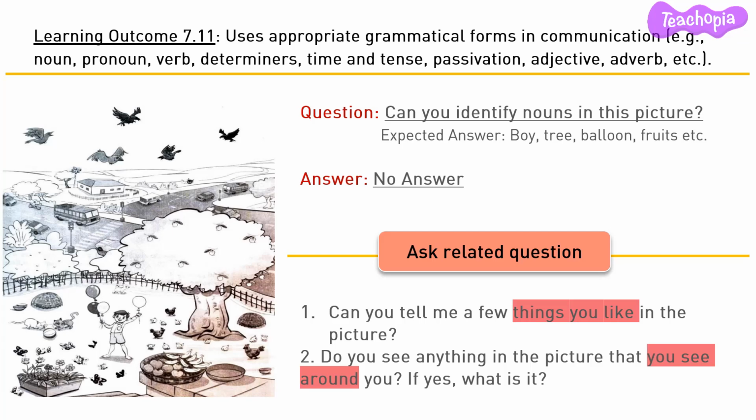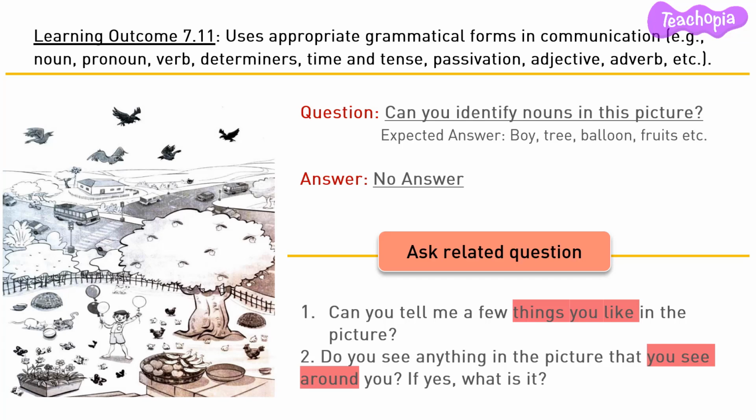So here my main concept is noun. So let me ask about things that the child might like or children might like, or the things that children might see around them. So this will help them to talk about nouns in some sense. So my question can be, can you tell me a few things you like in this picture? Do you see anything in the picture that you see around you? If yes, what is it?